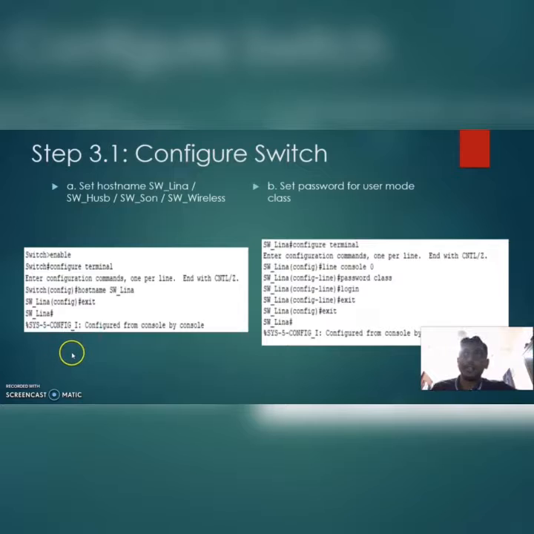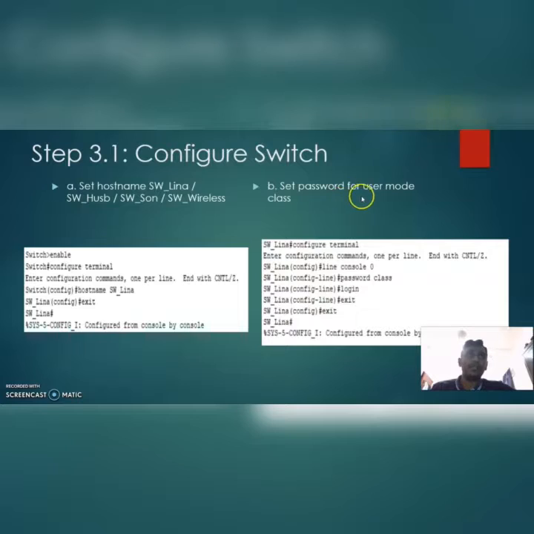This is step 3.1, configure switch. Number 1A, set hostnames: switch Lina, switch husband, switch son, and switch wireless. Firstly, you must go into the CLI, switch enable, switch configure terminal, then enter hostname switch Lina, and then exit.